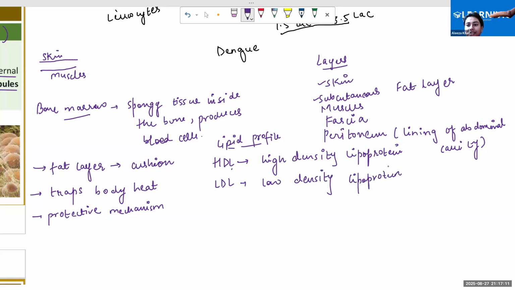Okay, these are the two types of cholesterol that you can find under the lipid profile. Now, HDL is considered the good cholesterol.